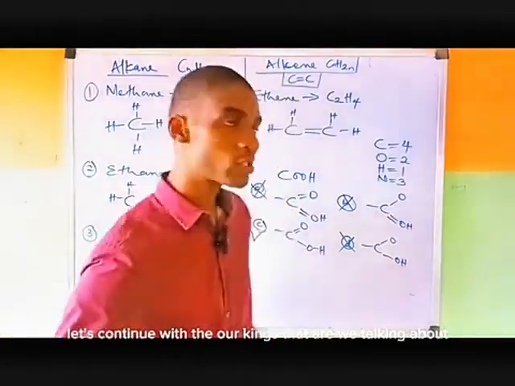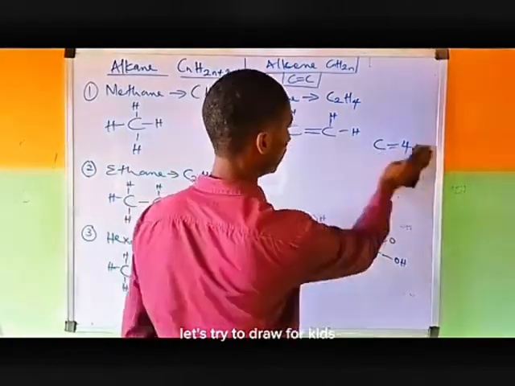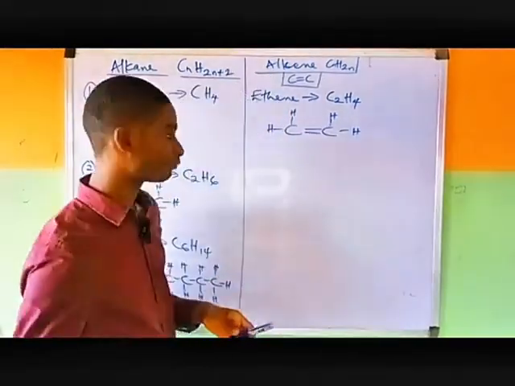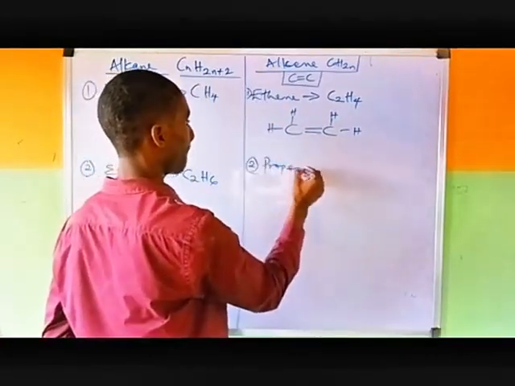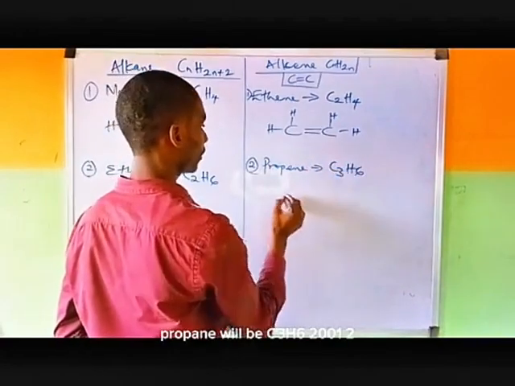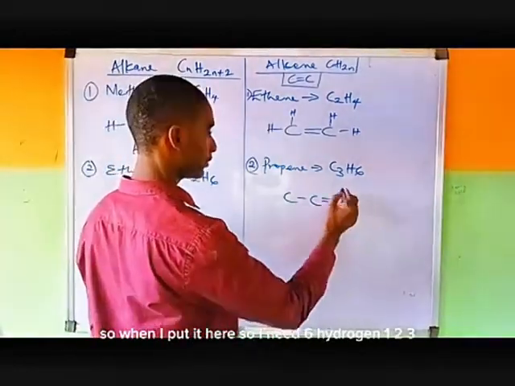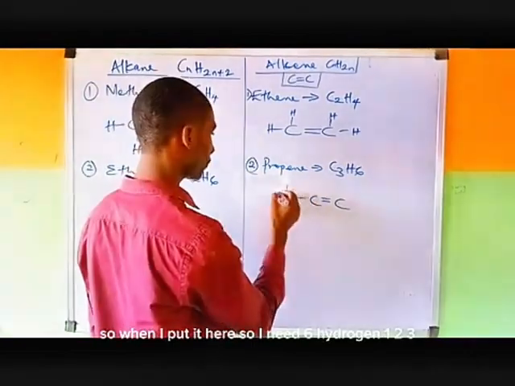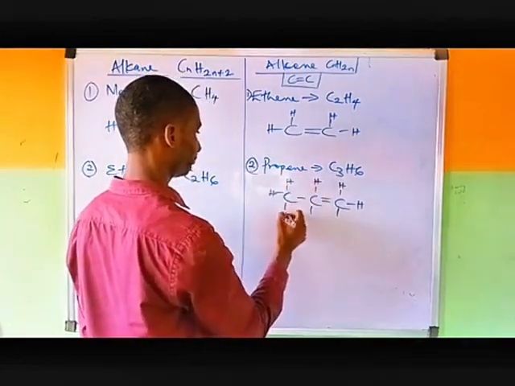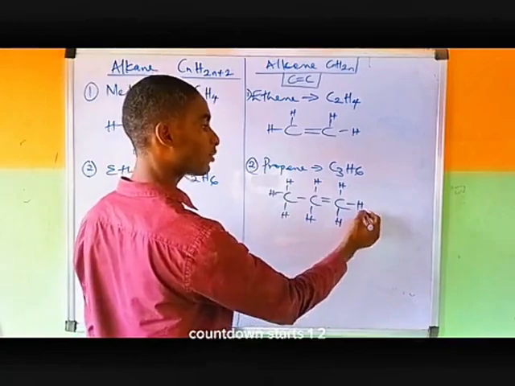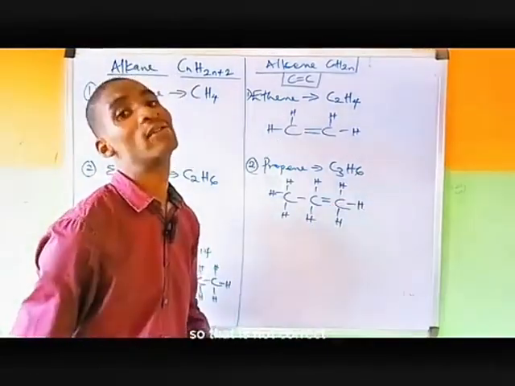Is that okay? Let's continue with the alkenes that we're talking about. Let's try to draw for alkenes. So that's the number 1. Number 2, let's draw for propene. Propene will be C3H6. So that will be 1, 2, 3. I can put my double bond anywhere, so I put it here. So I need 6 hydrogen. 1, 2, 3. Can anyone count the hydrogen? 1, 2, 3, 4, 5, 6, 7, 8. 8. But it's meant to be C3H6, so that is not correct.